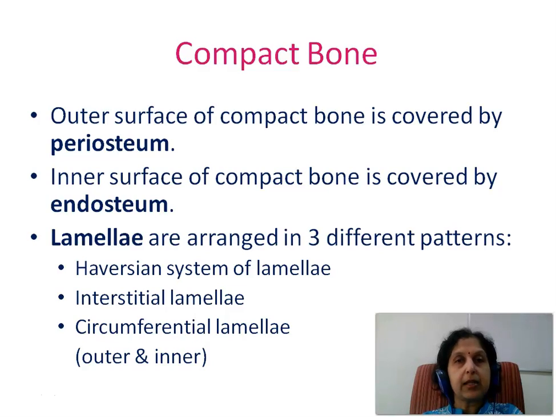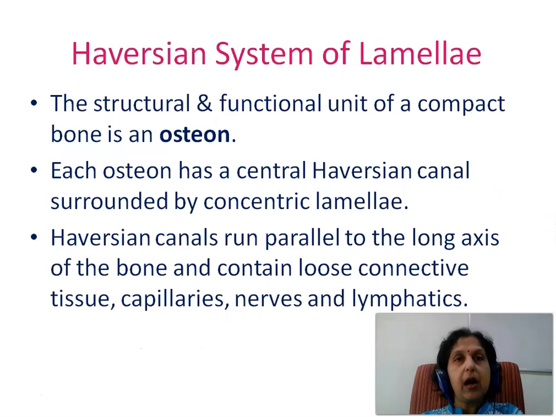Lamellae are arranged in 3 different patterns: Haversian system of lamellae, interstitial lamellae, and circumferential lamellae, which again have outer circumferential layer and inner circumferential layer. Haversian system of lamellae. These are structural and functional units of a compact bone, also known as osteon. Each osteon has a central Haversian canal surrounded by concentric lamellae.